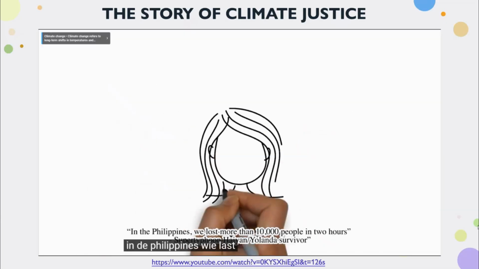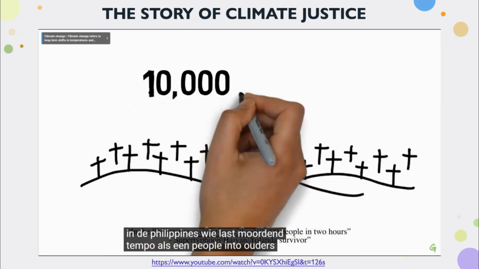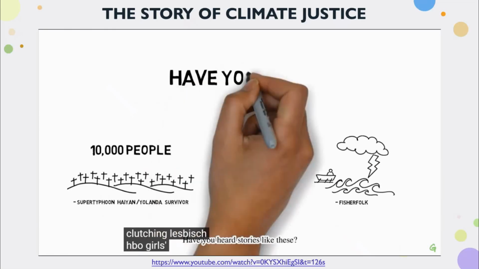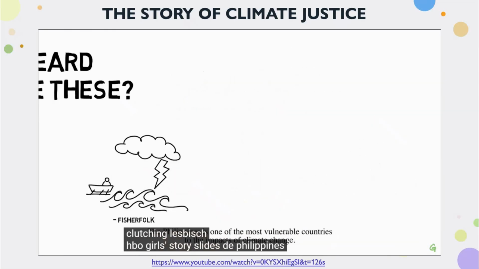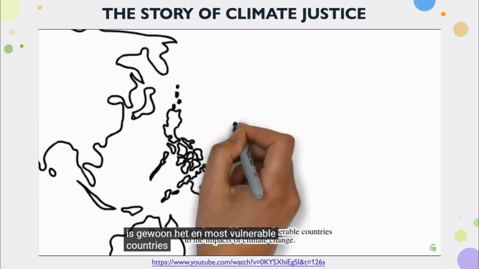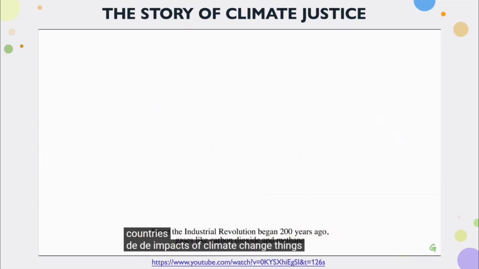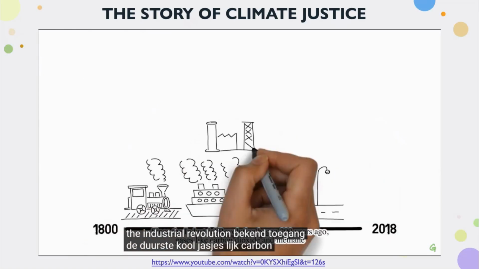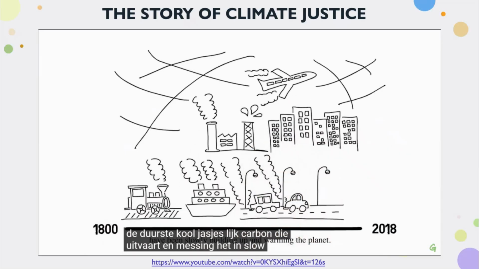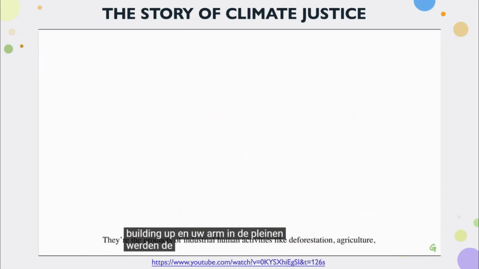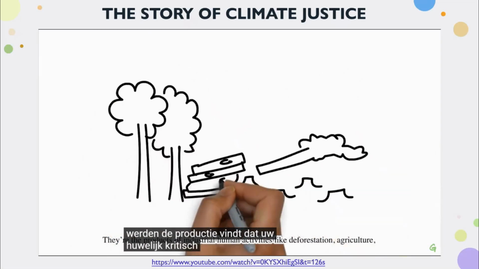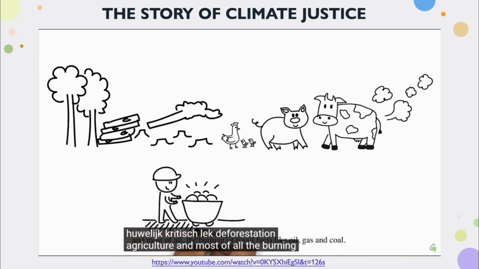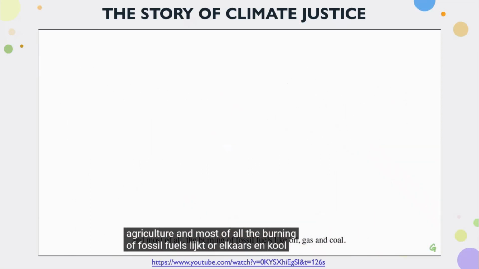In the Philippines, we lost more than 10,000 people in 2 hours. The waters are rising and warming. We are catching less fish. Have you heard stories like these? The Philippines is one of the most vulnerable countries to the impacts of climate change. Since the Industrial Revolution began 200 years ago, gases like carbon dioxide and methane have been slowly building up and warming the planet. They are the products of industrial human activities like deforestation, agriculture, and most of all, the burning of fossil fuels like oil, gas, and coal.